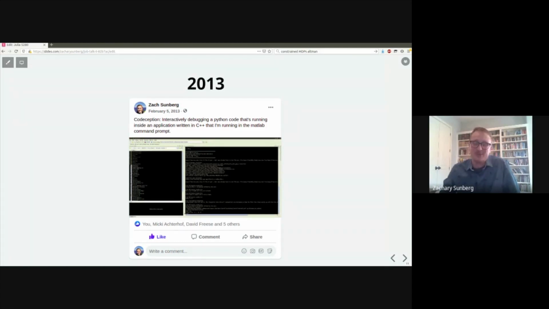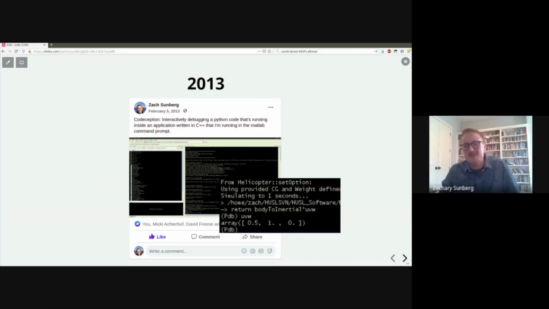So here is the post from 2013, a couple years later, where I am interactively debugging Python code that's running inside a C++ application that I wrote that was launched via MATLAB, because I needed the plotting, and all my other master's students' friends used MATLAB. You can't see it in that picture, but if you zoom in, you'll see I have some C++ code from this set option function in the helicopter namespace. And then I'm running PDB inside this MATLAB GUI window. And I was pretty proud of this. You can see I liked my own post here.